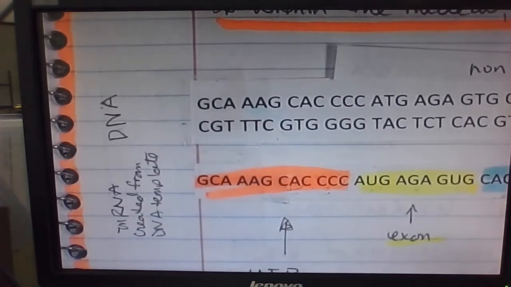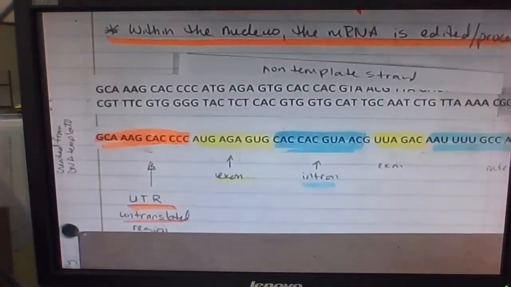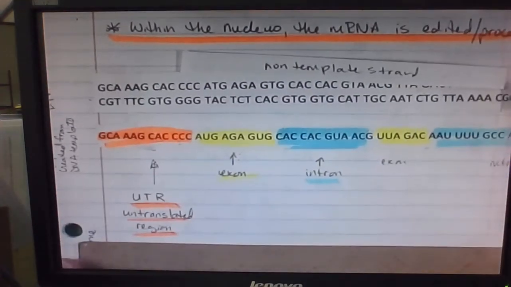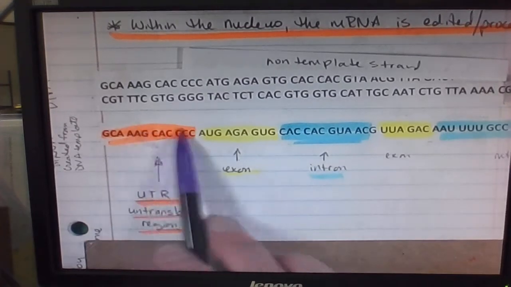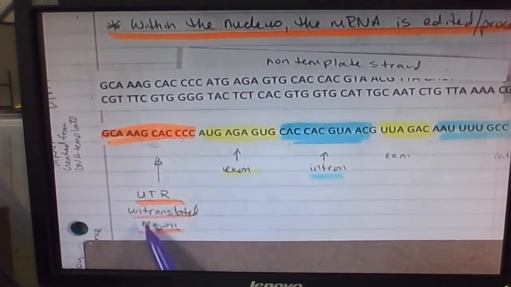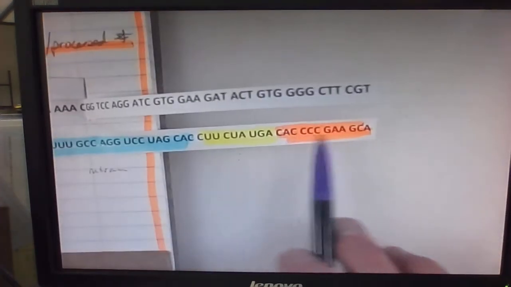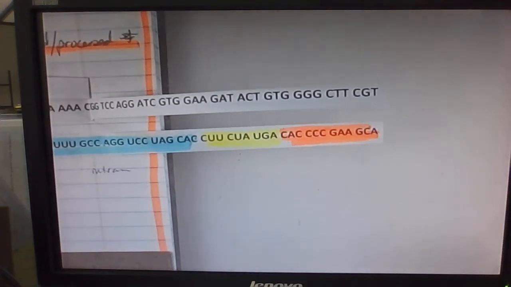All right, there's a particular reason for the colors on each one of these. Anything that I've highlighted orange is an untranslated region, or abbreviated UTR. So this is an untranslated region. This is also an untranslated region on the other end.